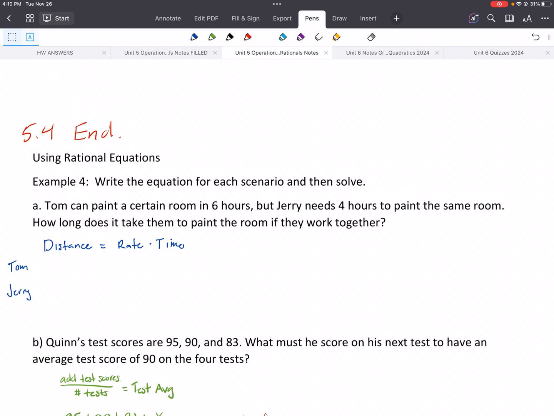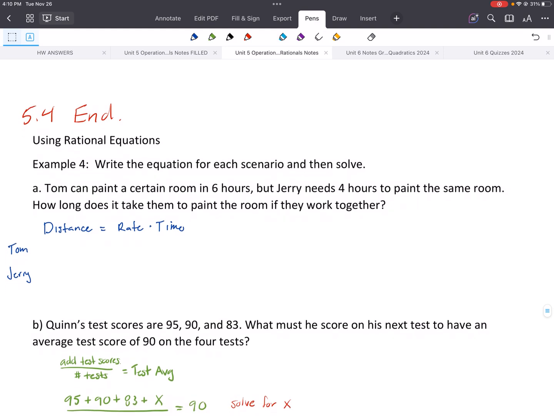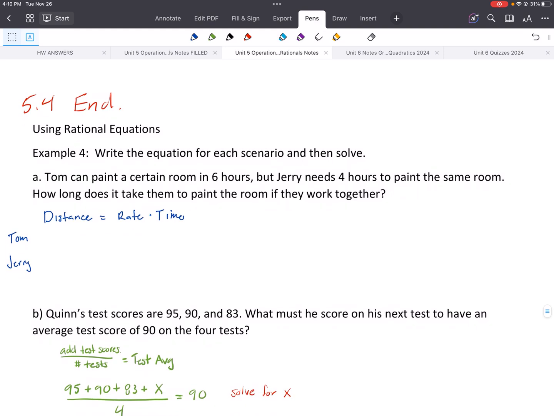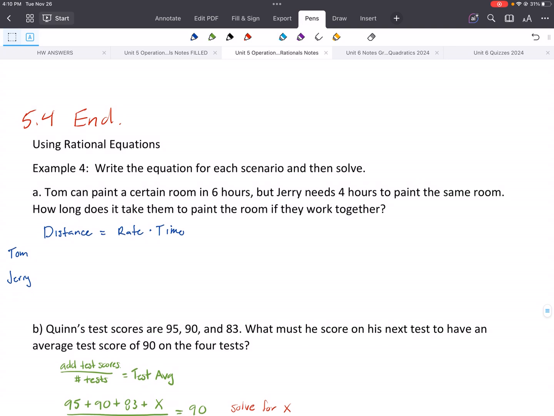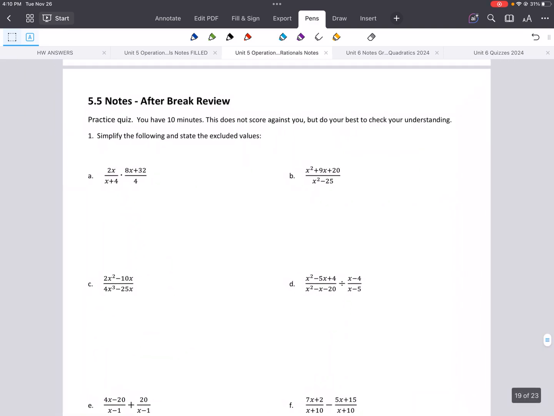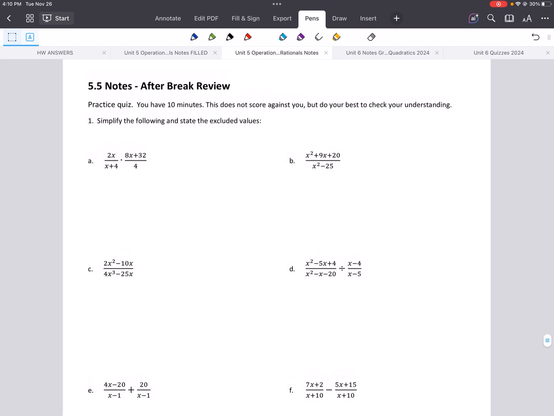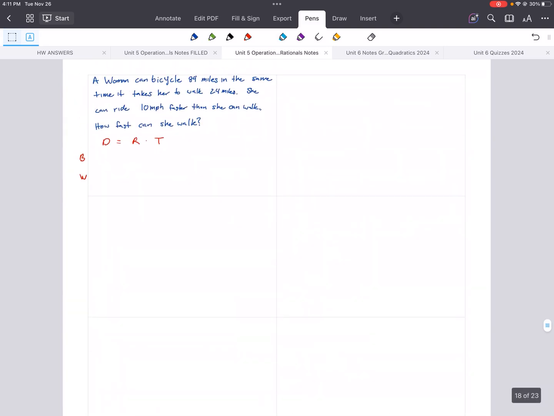So for 5.5, I kind of save these word problems for the end. This is from 5.4. So if you look at the last page of 5.4, you'll be able to find these examples, okay? So I'm going to go over a couple examples of these, and then in the actual 5.5 notes, there are just some, it's like a practice quiz. So I'm going to go over those, but if you would, maybe pause and give those a try. Let's go from there, okay?